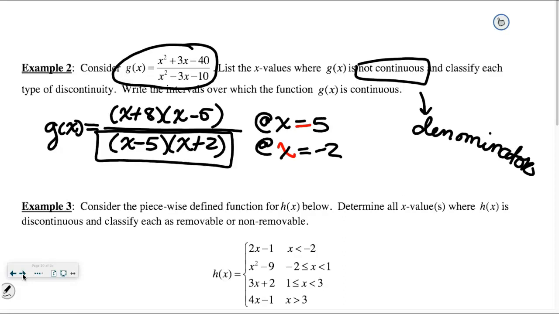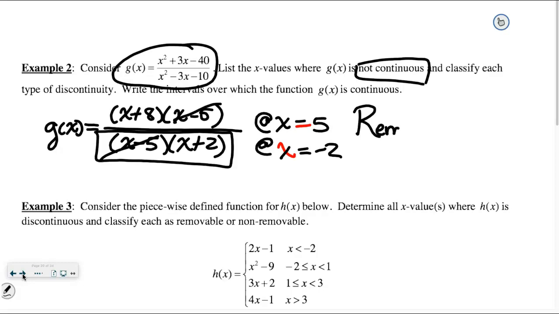It says classify each type of discontinuity. Well, I can remove this problem, aka it cancels, right? So at x equals 5, I would say it is a removable discontinuity. I could plug the hole, right? So I'm going to write removable. And if I ask you to remove it, that's a higher level question. If I said redefine one point, which means the issue was at 5, right? There's a hole in the graph.